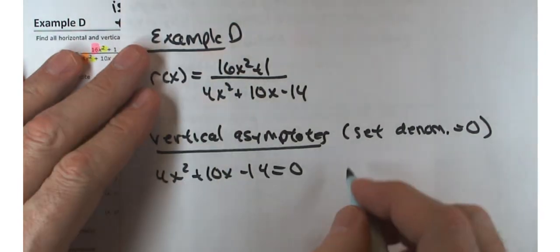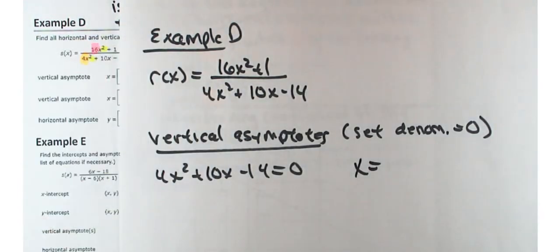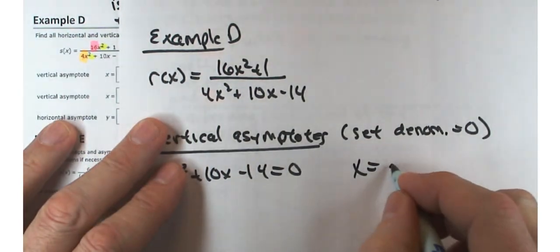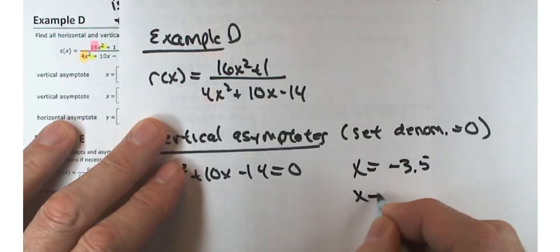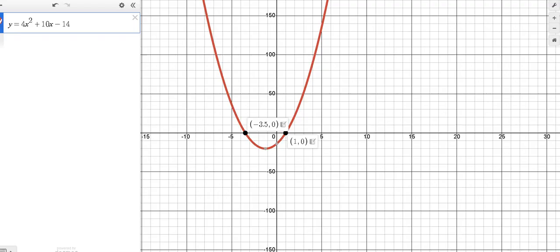So I've got, no, I said 0. One of them at negative 3.5. The other one was what, 1? I think it was a 1. Yep, 1.